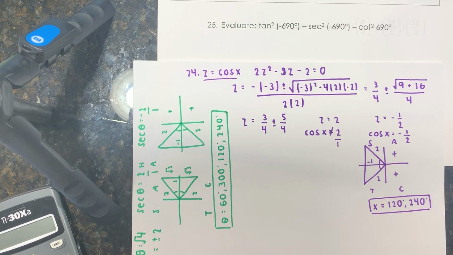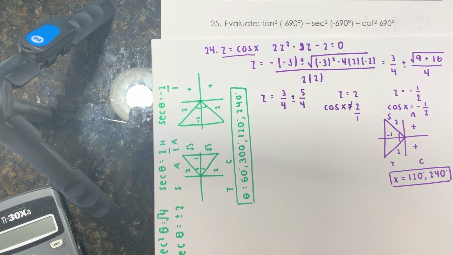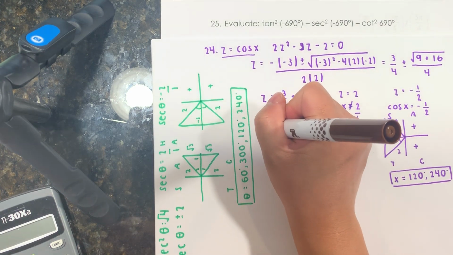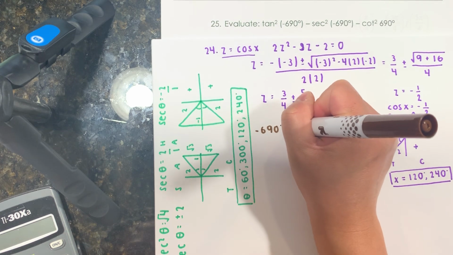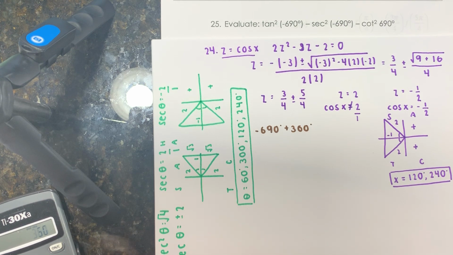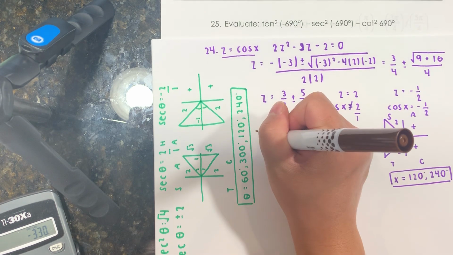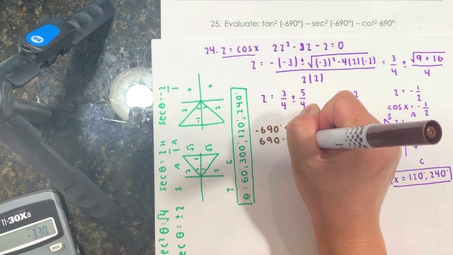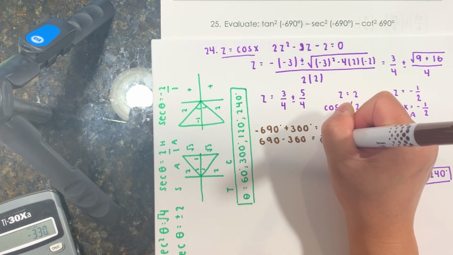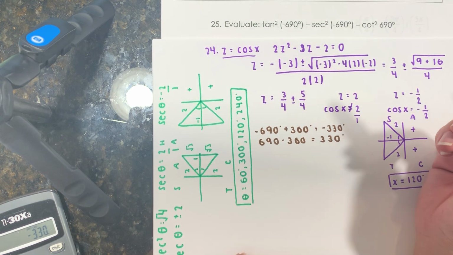Now looking at number 25, we have tangent squared of negative 690 minus secant squared of negative 690, and then minus cotangent squared of positive 690. So first off, negative 690 is greater than 360 in magnitude, so I'm going to add 360 to that, which would be negative 330. Then same with 690. 690 is greater than 360, so I have to subtract 360, which would give me positive 330.